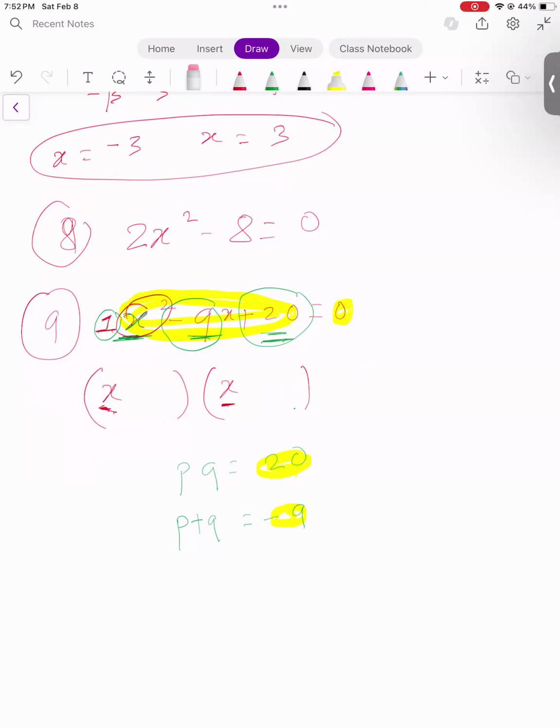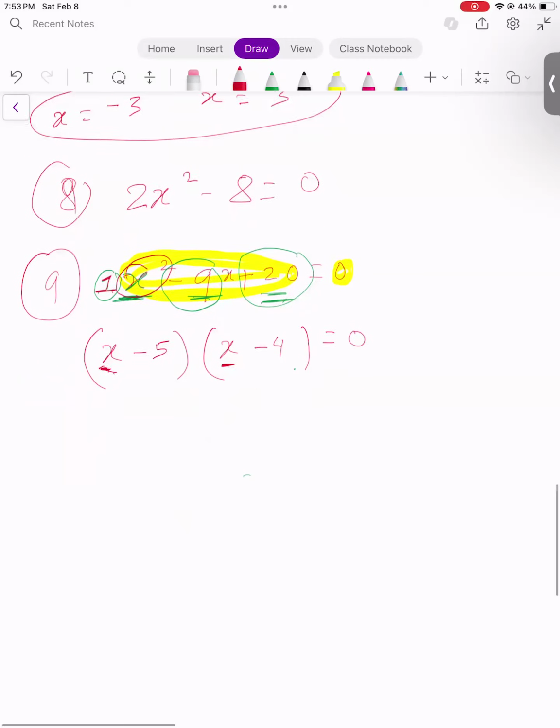Give me two numbers whose product is positive 20. Yes, negative 5 and negative 4. So negative 5 times negative 4 is positive 20, and negative 5 plus negative 4 is negative 9. So our P and Q are negative 5 and negative 4. Equals 0. So we are done with the factorization.